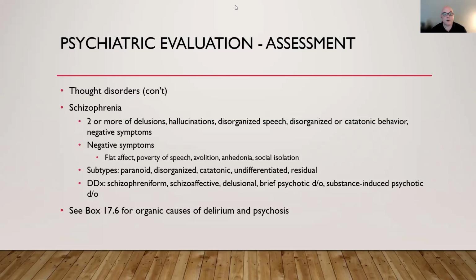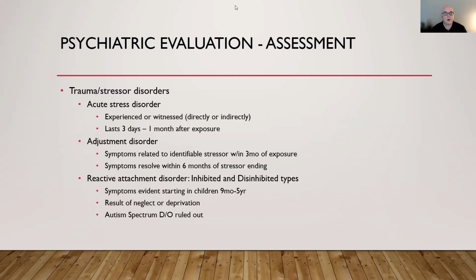Look at box 17.6 in your text for organic causes of delirium and psychosis, and that'll be helpful to give you an idea, again, of those medical mimics, those organic causes that we always have to look out for. Okay, so the next category is the trauma and stressor disorders.